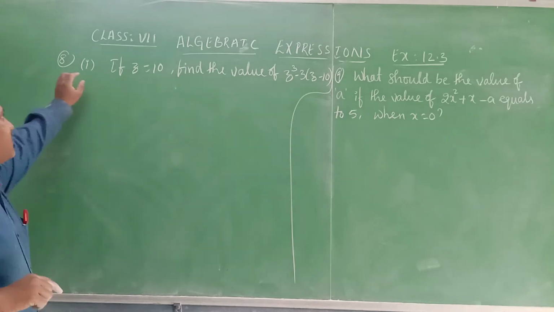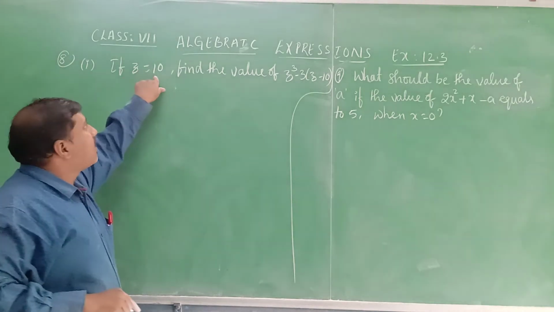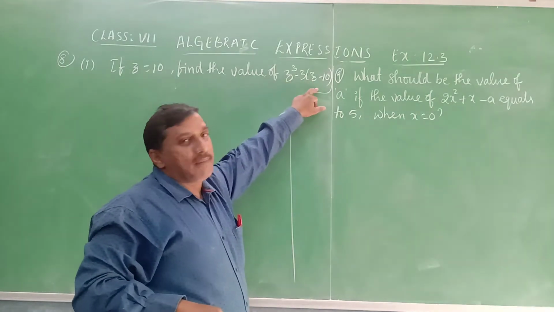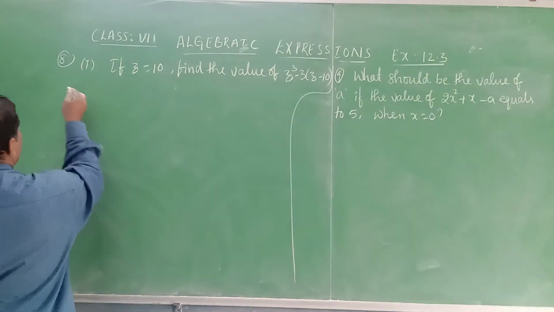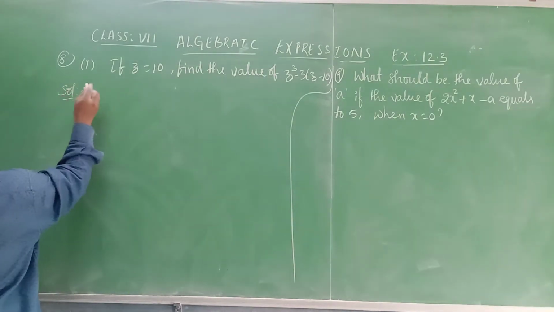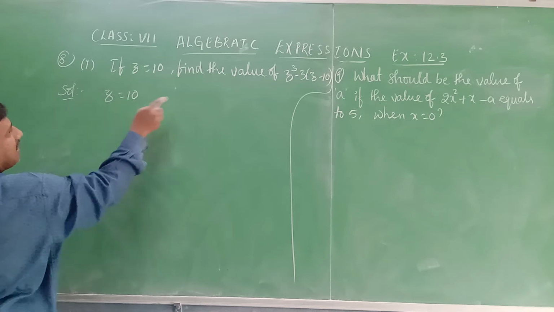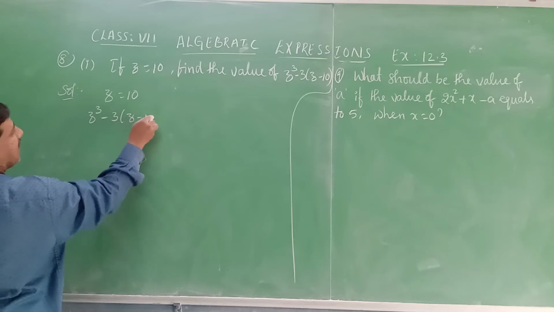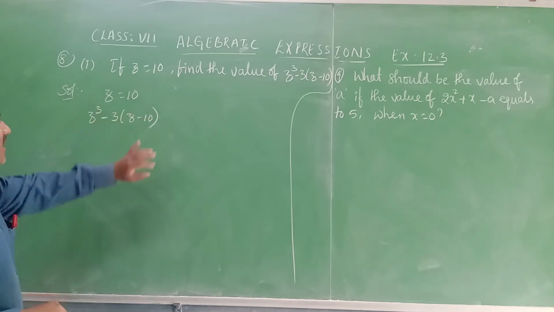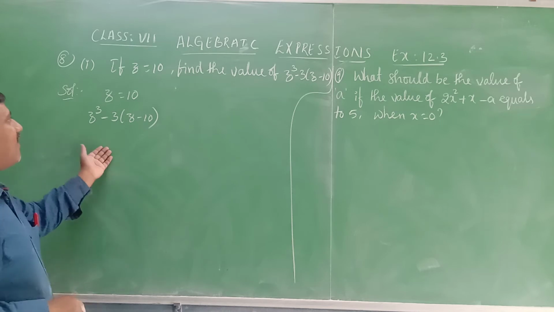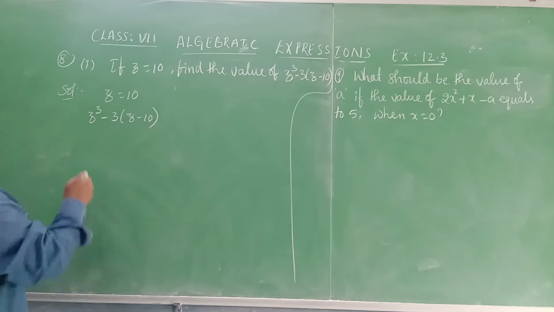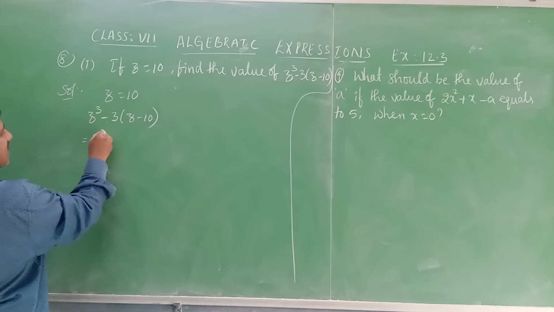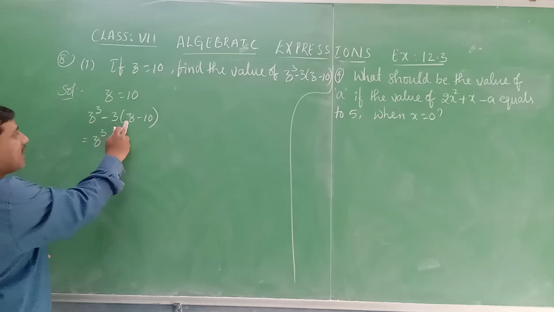Now see the 8th one. If z is equal to 10, find the value of z cube minus 3 into z minus 10. Here one variable is given, that is z. z is equal to 10. Then find the value of z cube minus 3 into z minus 10. First you simplify this, then you substitute the values in the expression. You can write z cube, minus into plus, it is minus 3 into z.